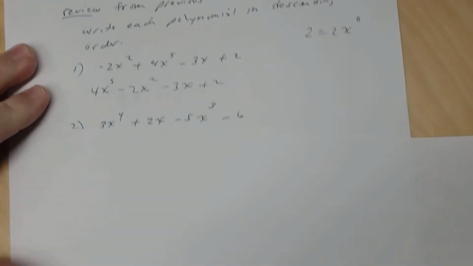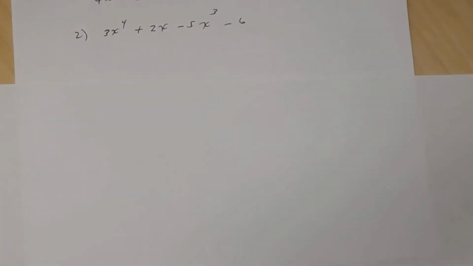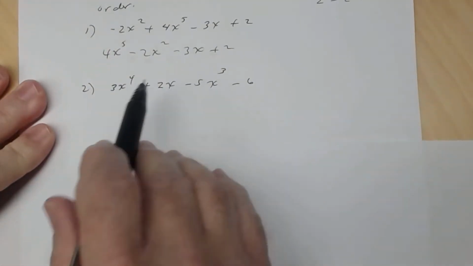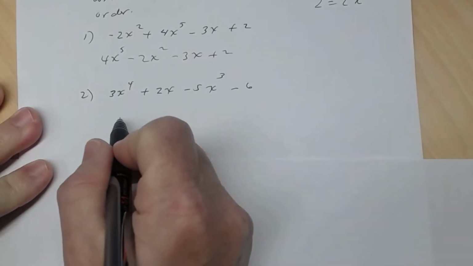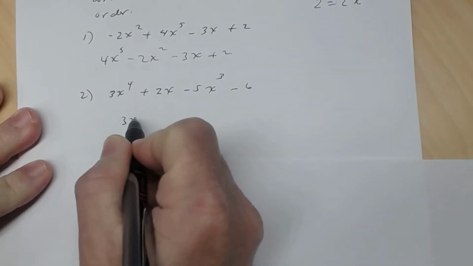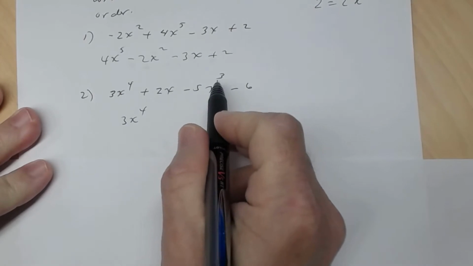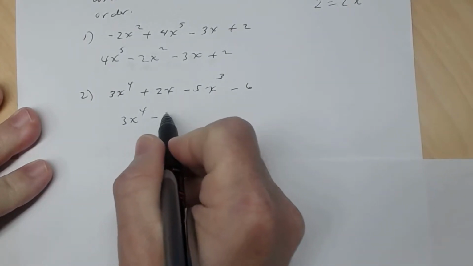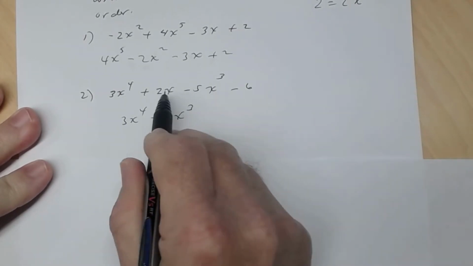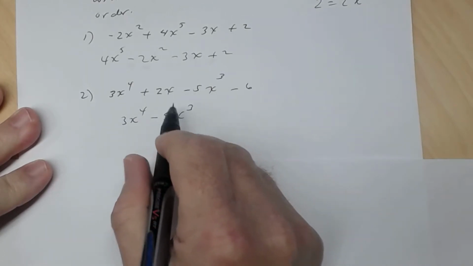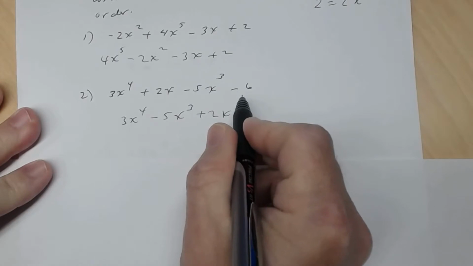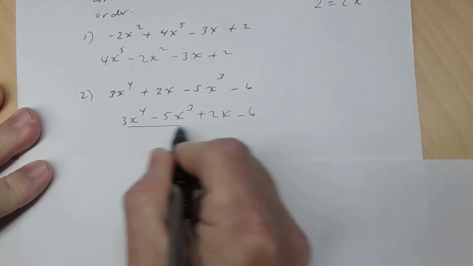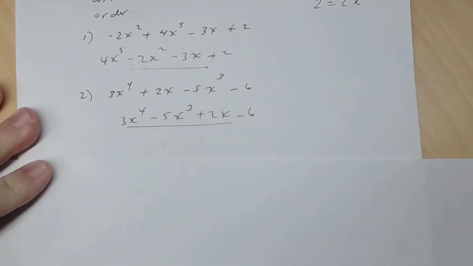All right, and then let's look at one more with this. So in this case, again, we have the variable x, so we put it in descending order. The largest exponent is 4, so I'm going to say 3x to the fourth. Then the next one is x cubed, minus 5x cubed. The x squared term is missing. Then I'm going to write 2x. And then your constant term is always last. Okay? So that was a review from a previous lesson.